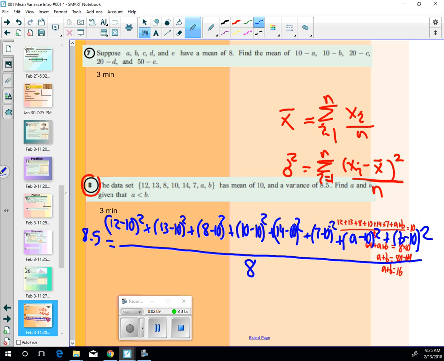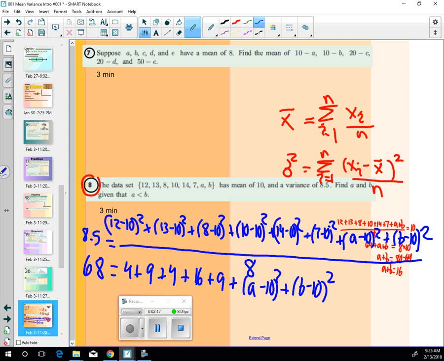So if you doubled 8.5, what would you get? 17. Double it again, you get 34. Double it again, you get 68. Yeah. So 8 times 8.5 is 68 is equal to 2 squared is 4, 3 squared is 9, 2 squared is 4, 0 squared is 0, 4 squared is 16, 3 squared is 9, plus A minus 10 squared plus B minus 10 squared.